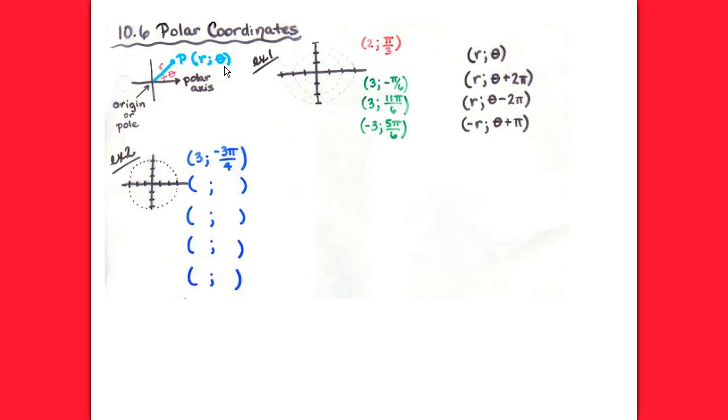So look at example number 1. For example number 1, they ask us to plot the point (2; pi/3). So I want to start with the pi/3. I'm going to start over here and go counterclockwise. I'm going to go up about pi/3, or 60 degrees. And then I want to go out a length of the radius.